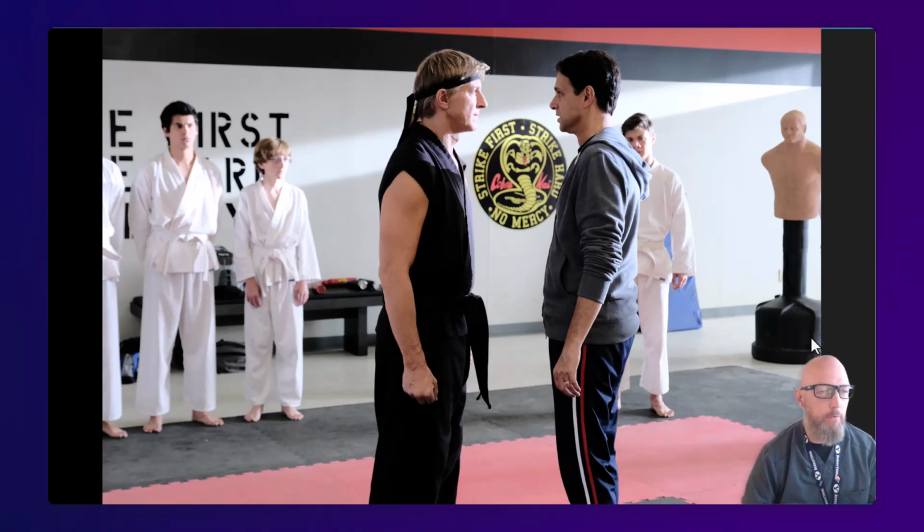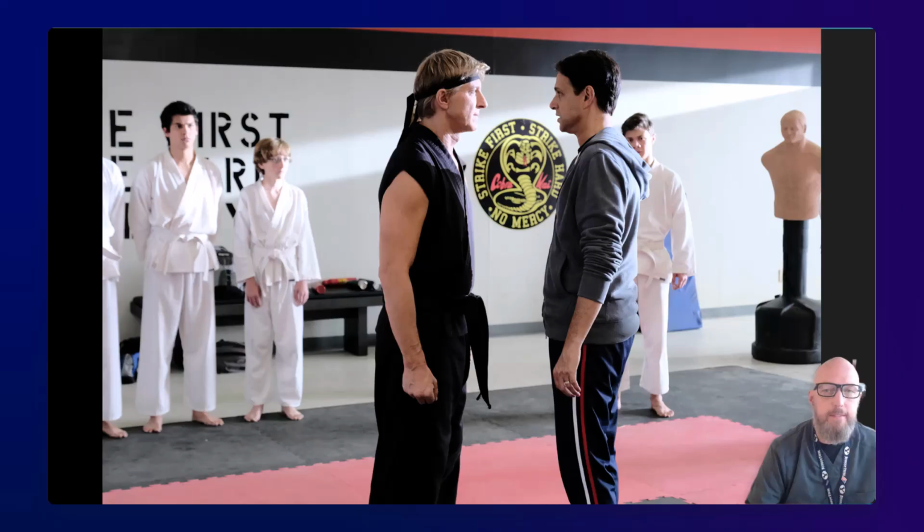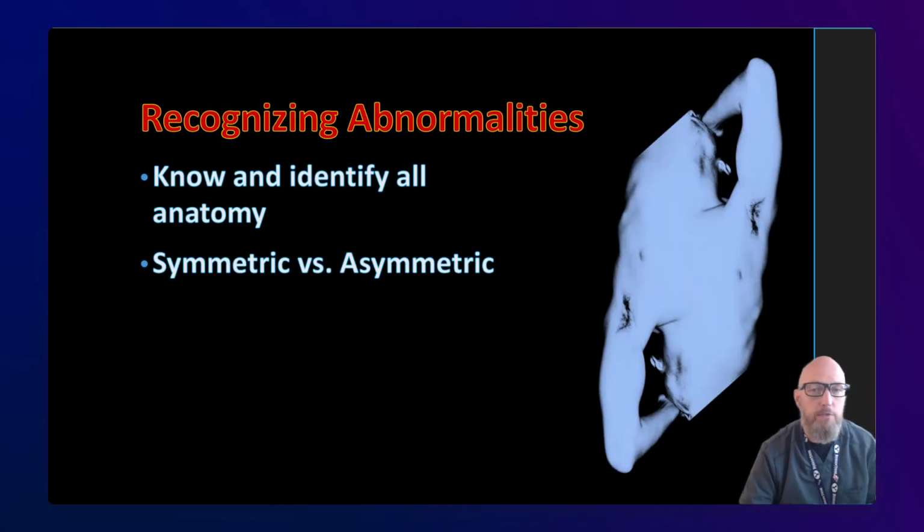This is where we left off with Johnny and Danielson facing off. But now that you can identify all the anatomical structures in a radiograph, you should be able to recognize abnormalities. The biggest hint, the easiest tool you have, is symmetry. So if something is asymmetric, your eyes should be drawn to it.